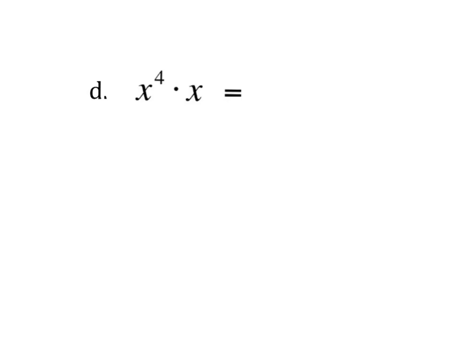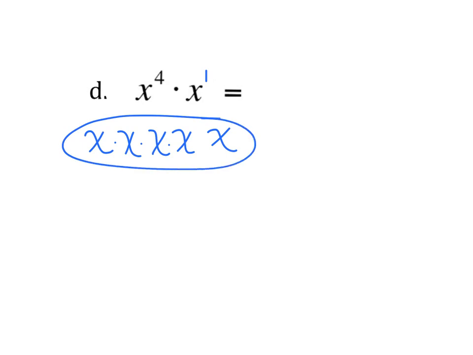All right, so for letter D, we have x to the 4th times x. So remember, you're going to have your 4 x's and then 1 more x with that. Now, when you have an x, there is an exponent. It's just right next to it. It's always going to be the 1, and so you usually won't see that, but there is an exponent there. So when you combine all of these x's together, you would then have x to the 5th.